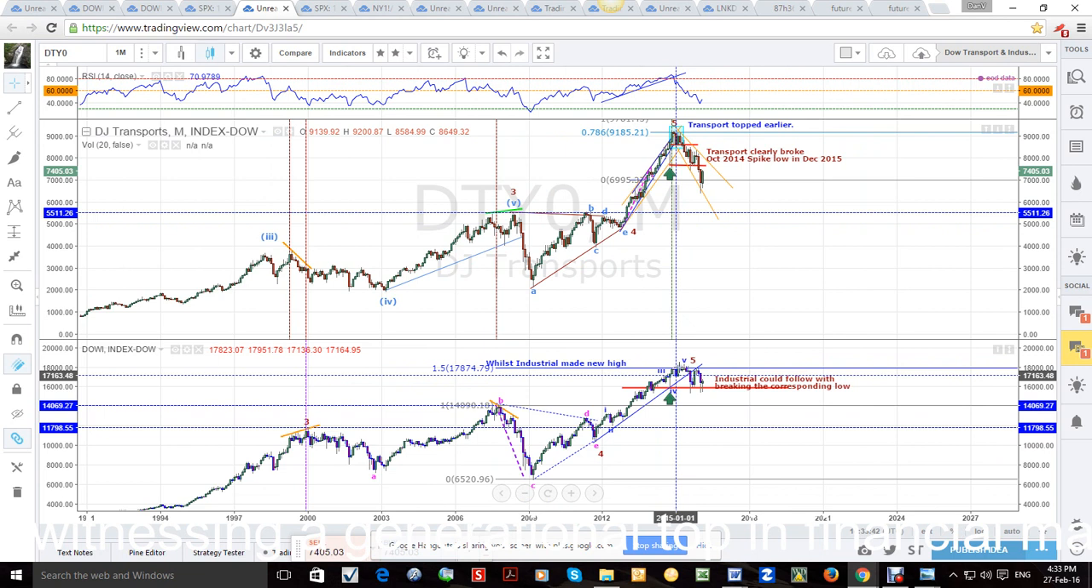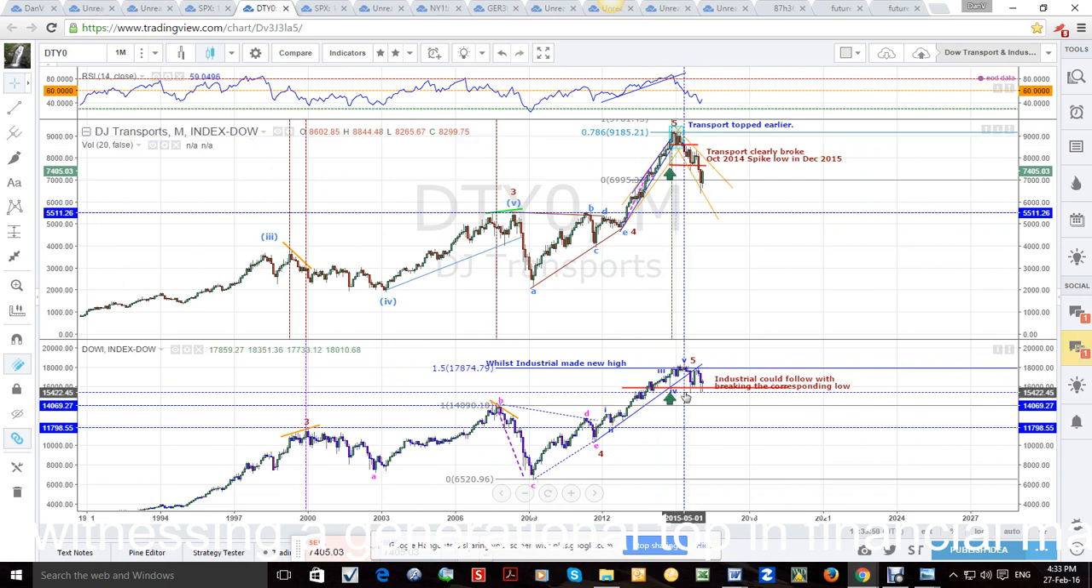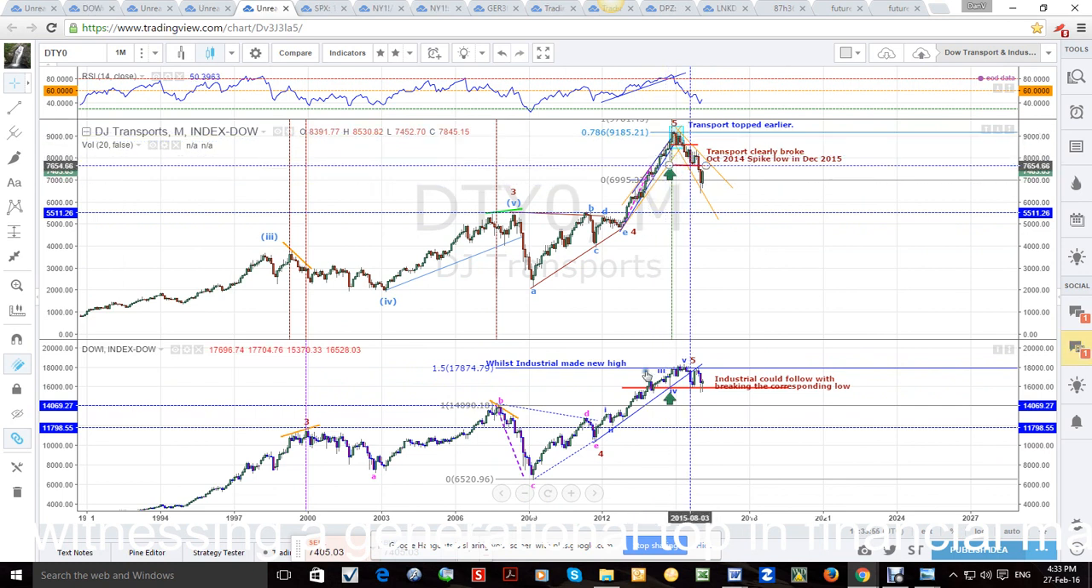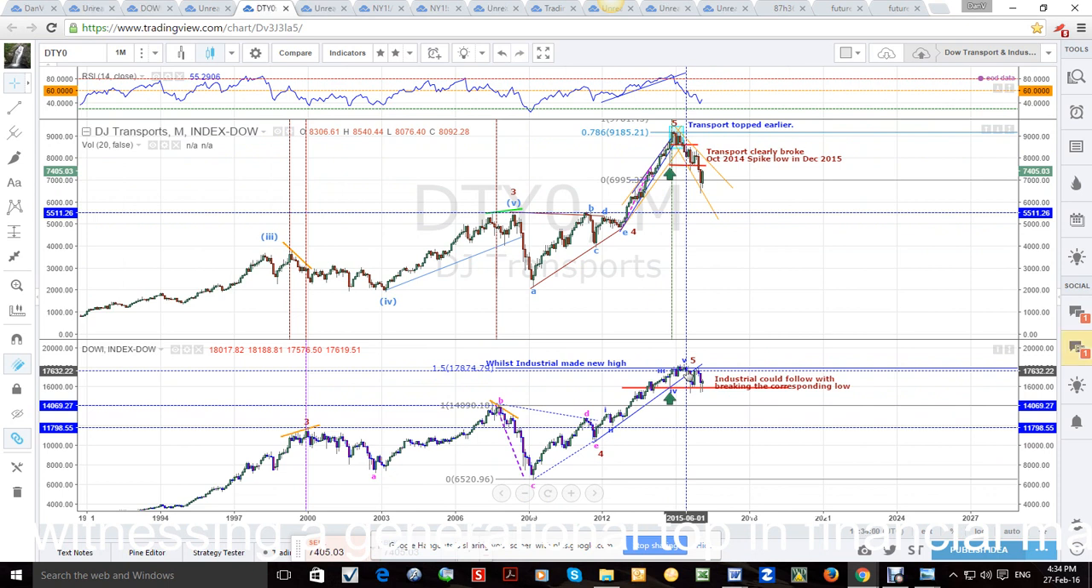But the transport actually made a lower high. When Dow Jones made the high in May 2015, transport clearly made a lower high. So transport is not confirming the higher high of Dow Jones, meaning it's an early sign or potential warning that the trend in place could be coming to an exhaustion.